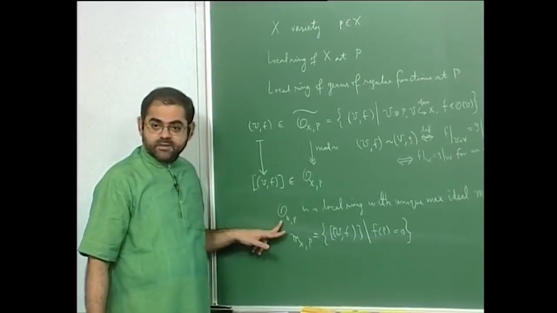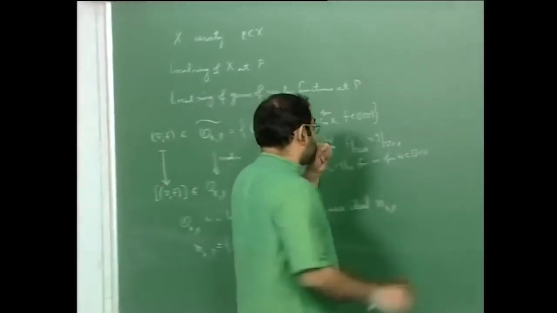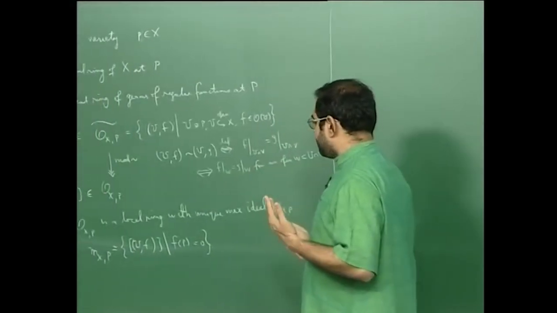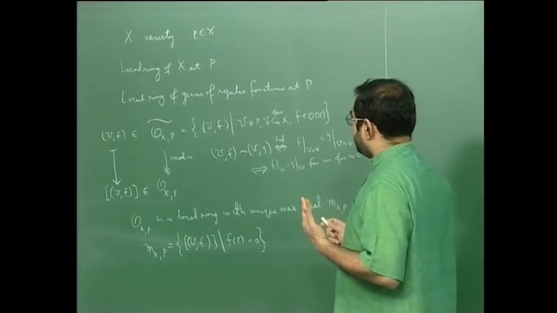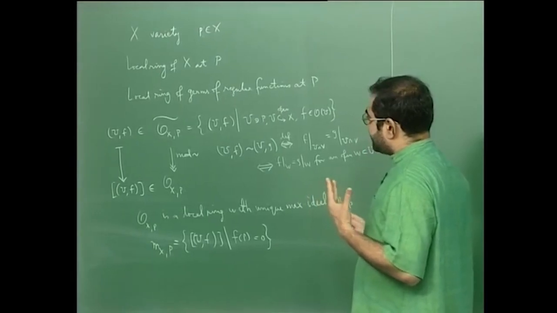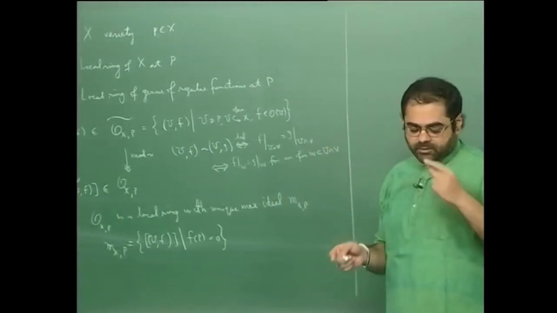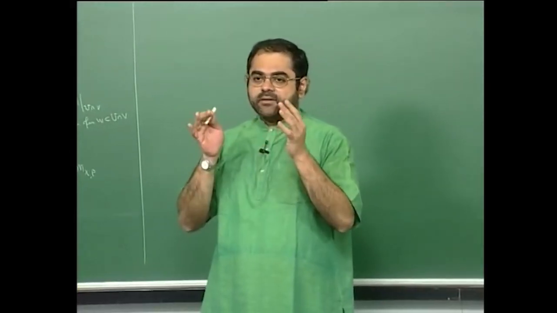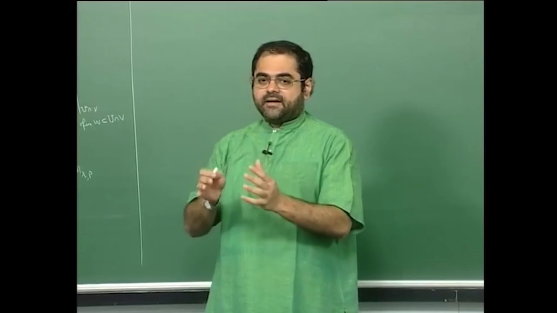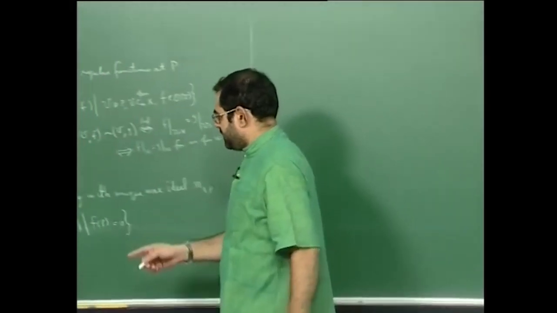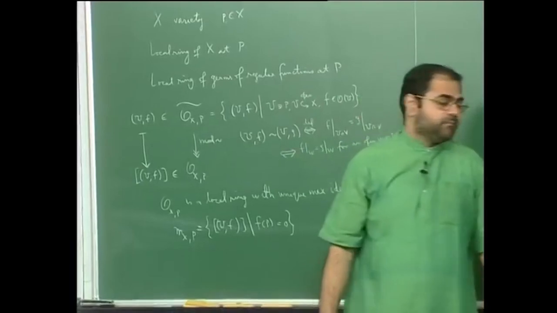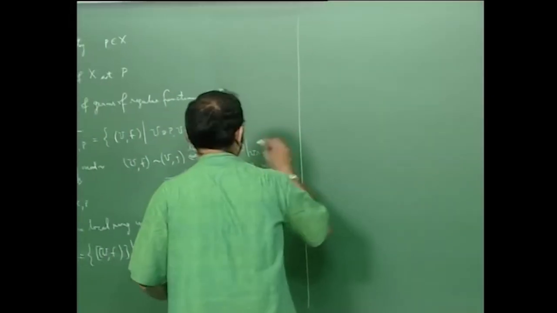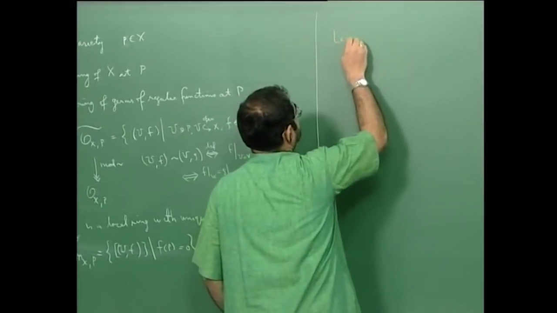Of course all these are even K algebras. O_{X,P} is actually a K algebra. So the point is that focusing attention at a point, which means trying to study regular functions at a point, commutative algebraically boils down to studying local rings, okay. Now the point I want to make is, why is this important? So here is the lemma.